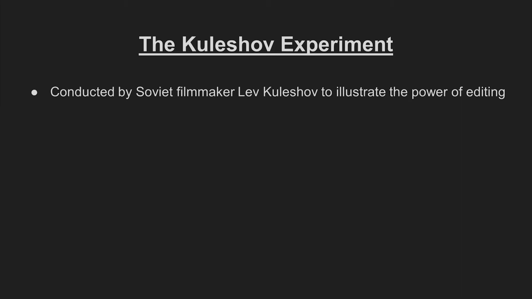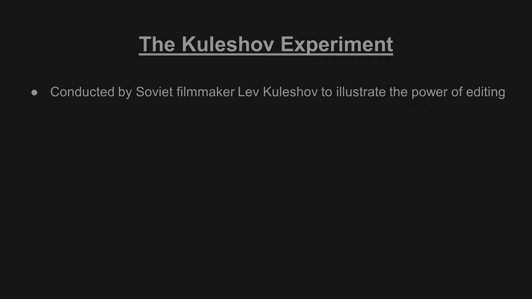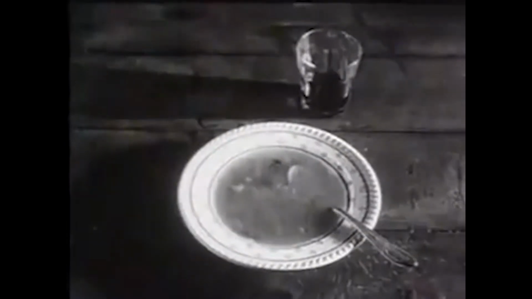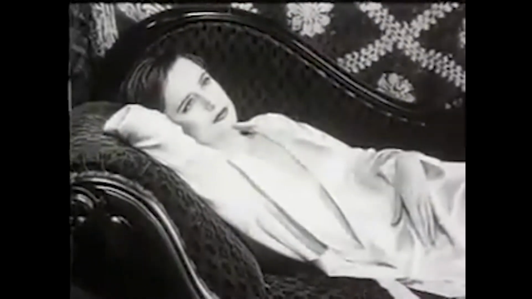The importance of editing in film can be demonstrated through the Kuleshov Experiment. This experiment was conducted by Soviet filmmaker Lev Kuleshov in the early 1900s, and it went something like this. An audience is shown a series of sequential shots of a man's face, alongside unrelated images such as a bowl of soup and a beautiful woman. When asked, the audience stated that the expression and emotion of the man changed depending on the preceding shot.